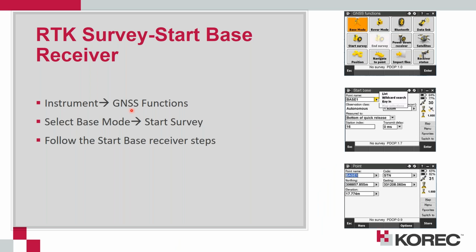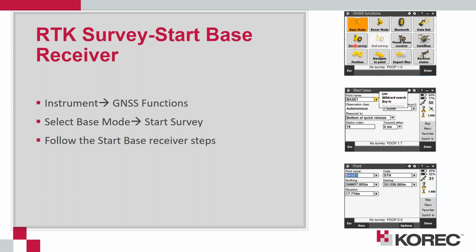On the home page of Trimble Access, go to Instrument, and then within Instruments, go to GNSS Functions. When you tap on GNSS Functions, it will bring up a screen on the right-hand side. Make sure you work with the base first. You click on Base Mode, and then it will establish a Bluetooth connection to your base. Once a Bluetooth connection has been established and the base has been highlighted orange, you can click Start Survey.